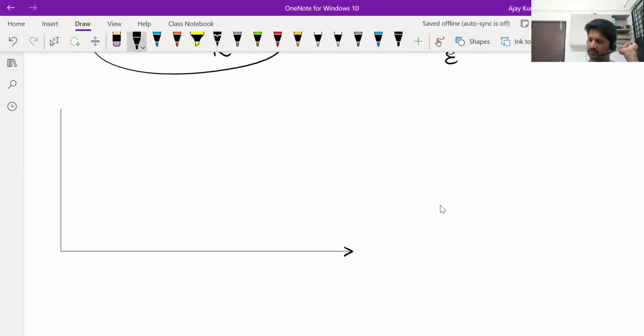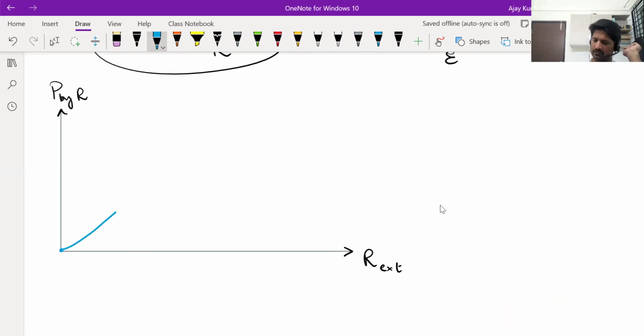On the x-axis, let's say you have external resistance. On the y-axis, you have power dissipated by the external resistance. When external resistance is 0, the power dissipated is 0. And as it tends to infinity, the power again tends to 0. Means somewhere it should peak.